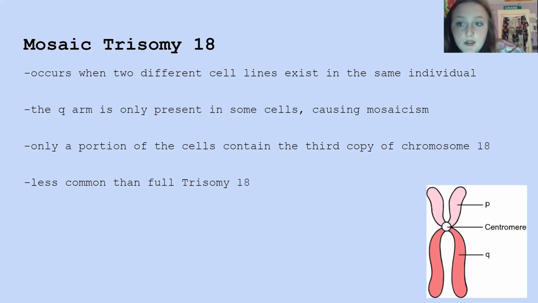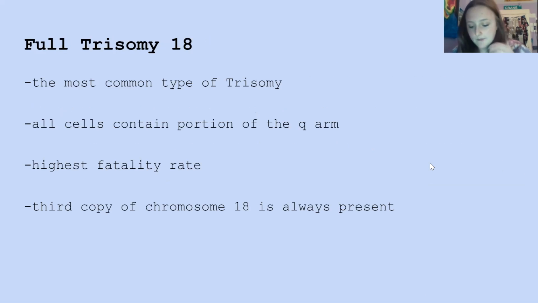Only a portion of the Q arm of the chromosome down here will attach or translocate to a different chromosome, and it will cause just some of the cells to have the 3rd copy. Most of the babies with this condition also die. Basically, all the babies die. It's terrible.